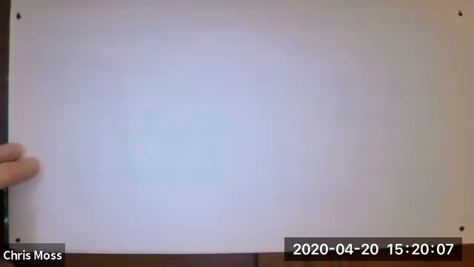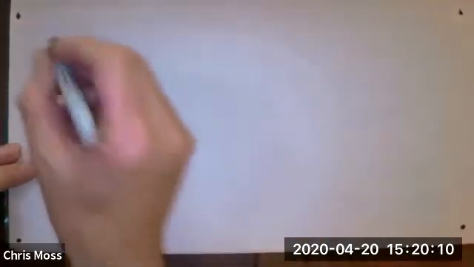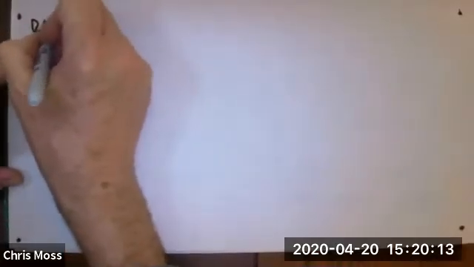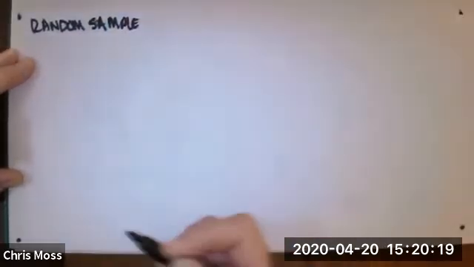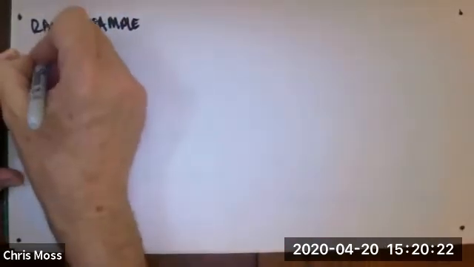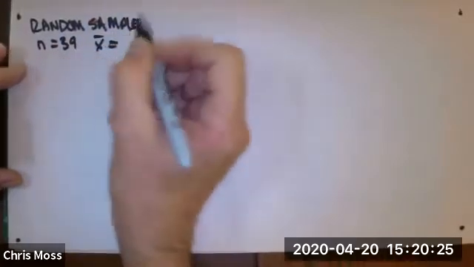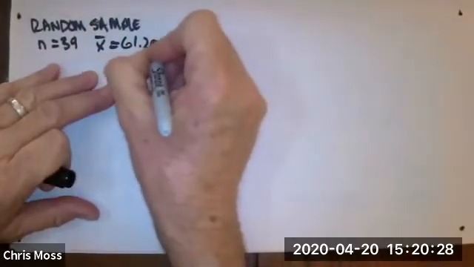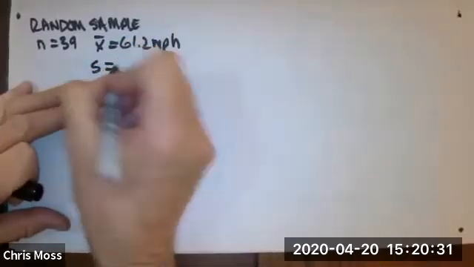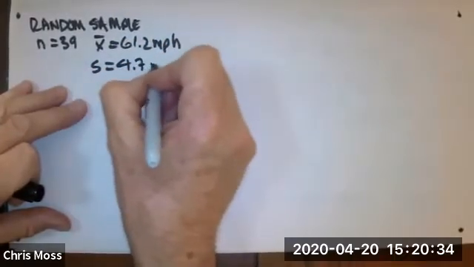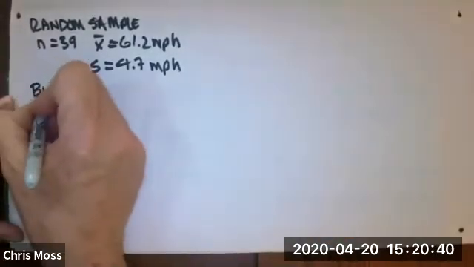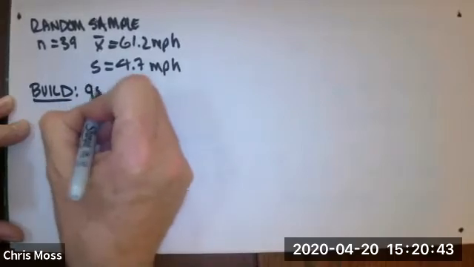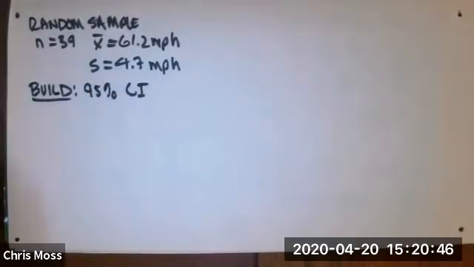The first example is very, very basic, no fancy stories. I think we're going to be measuring miles per hour speed of cars or vehicles. In any case, we have a random sample. And that random sample looks like, well, let's see, n equals 39, x bar equals 61.2 miles per hour, and s equals 4.7 miles per hour. We are going to build in this particular example the 95% confidence interval.